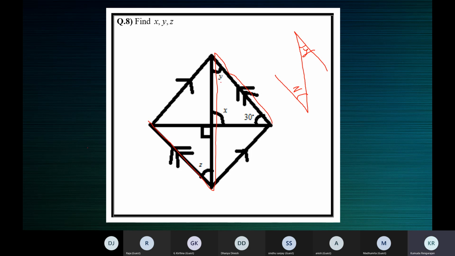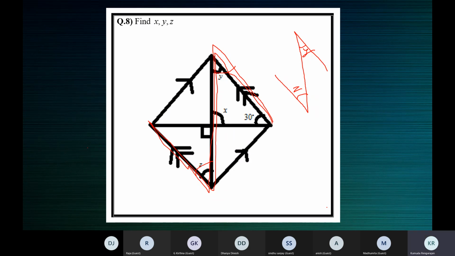So you can see here, y and z are alternate interior angles. So they are equal. So y is 60 degrees, z is also 60 degrees. Can you make out, children? Yes, ma'am. Parallel line, transversal, parallel line. So here, this angle, this one and this one. Alternate interior angles are equal.